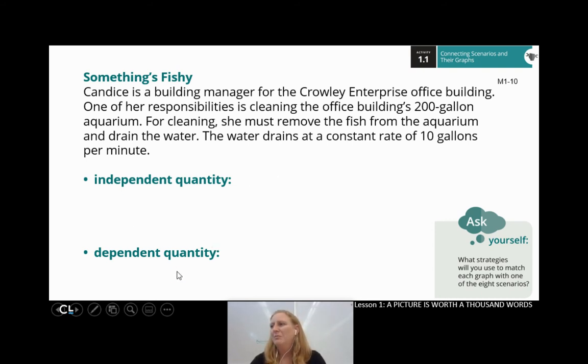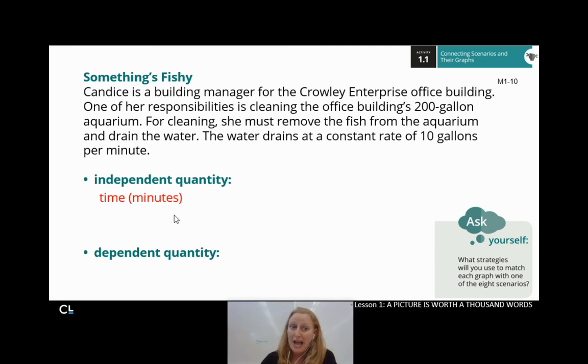All right, independent and dependent. Well, I don't know about you guys, but if you recall from the earlier scenario, we said time tends to be the independent one. So time is our independent quantity, the time in minutes. That's what we would need to know first, right? How long it was draining before I could tell you how much water had drained out of it, making that our dependent quantity, the water in gallons.